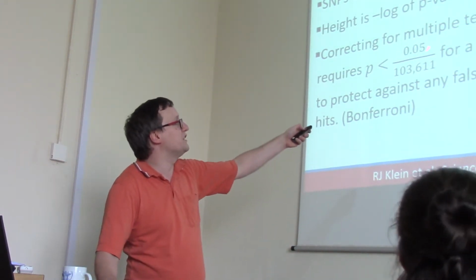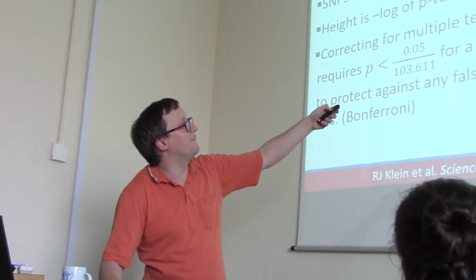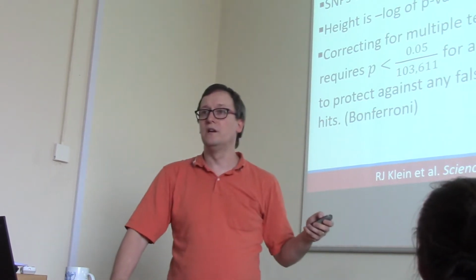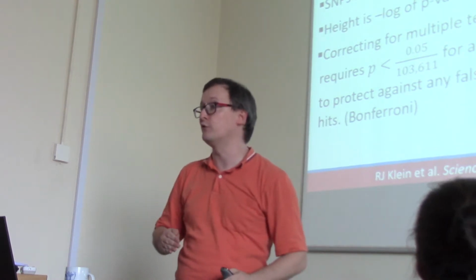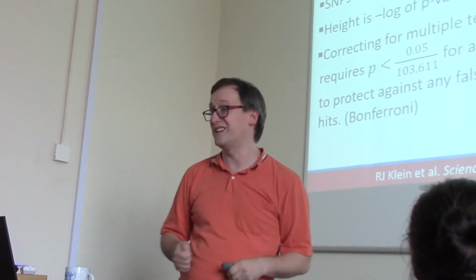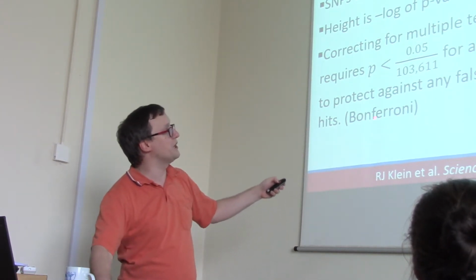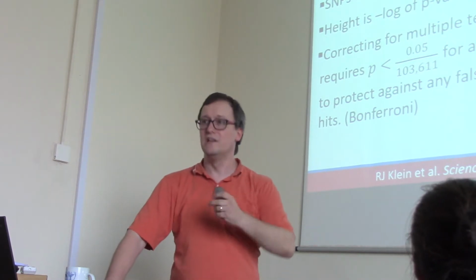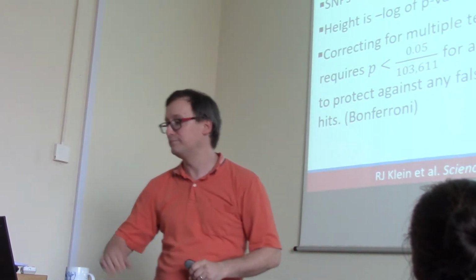So, having divided their p-value threshold by 103,000, they find that this line represents the probability threshold that these skyscrapers have to get over before we're going to call it a significant difference. So this was really nice. The Bonferroni approach meant that when they had these spikes up in the air, they were able to say, these are the ones we're going to claim, and anything less than that we're not going to claim.